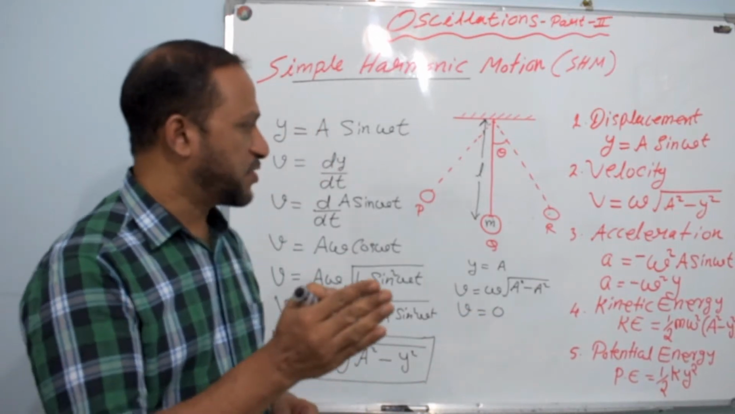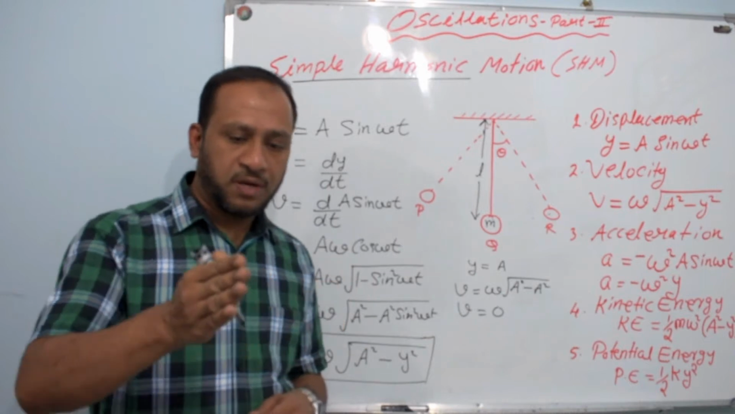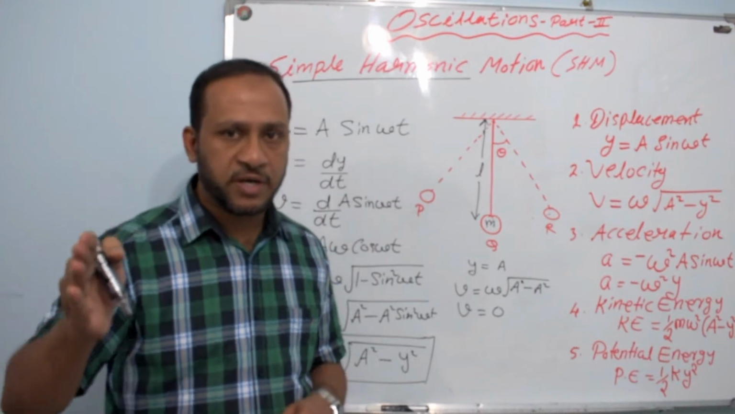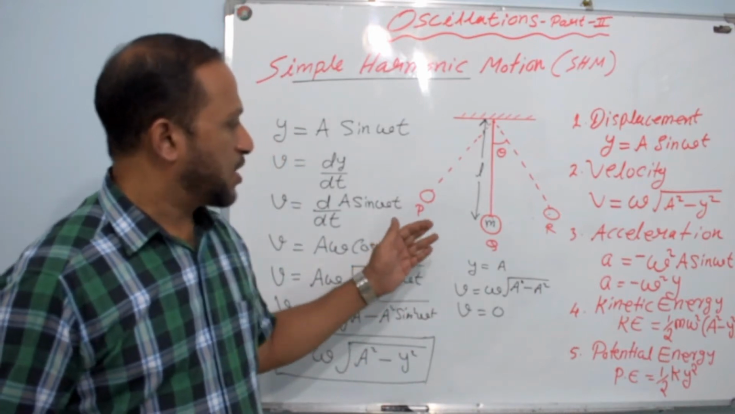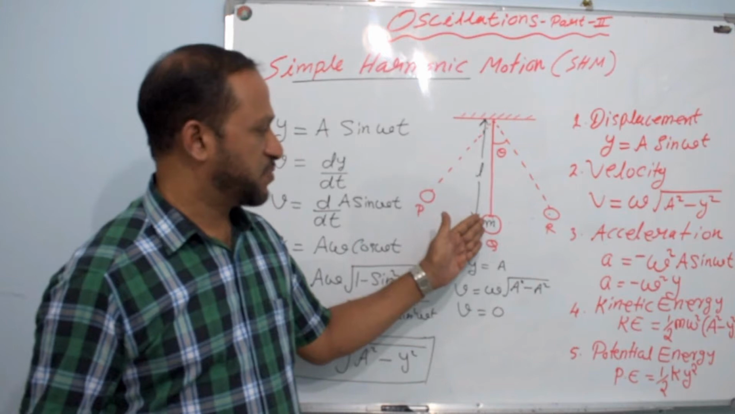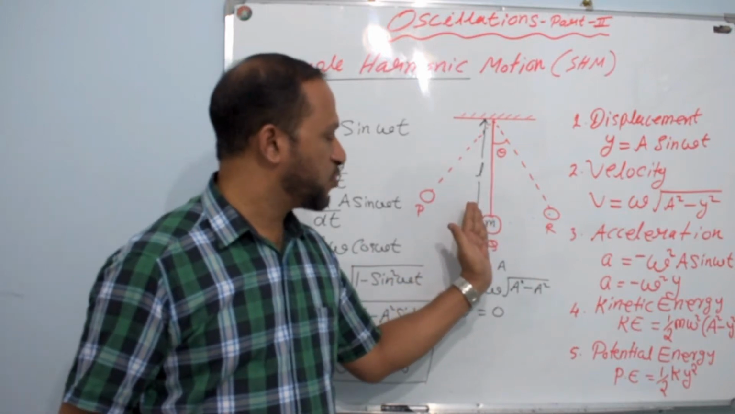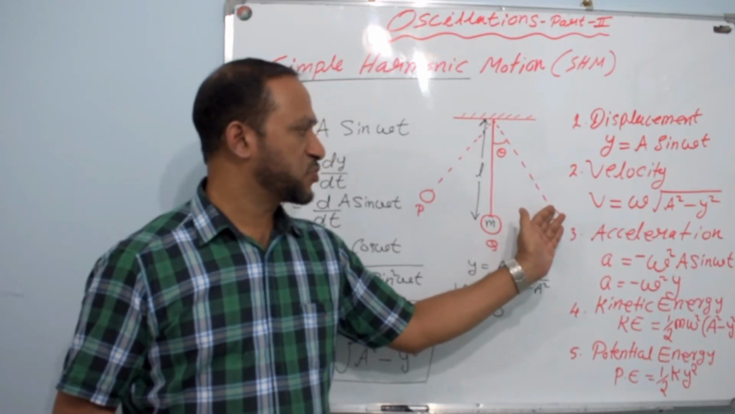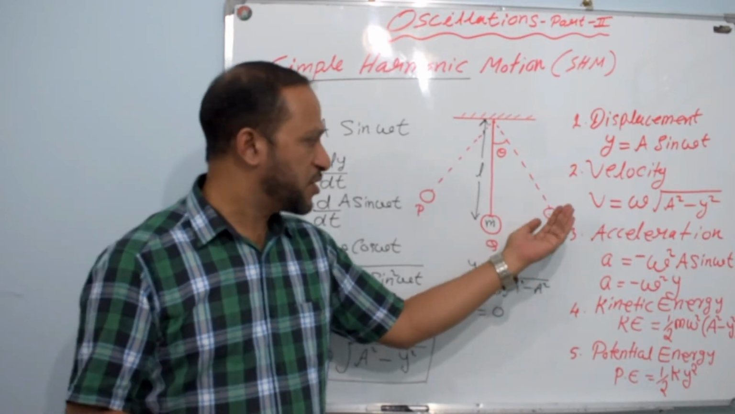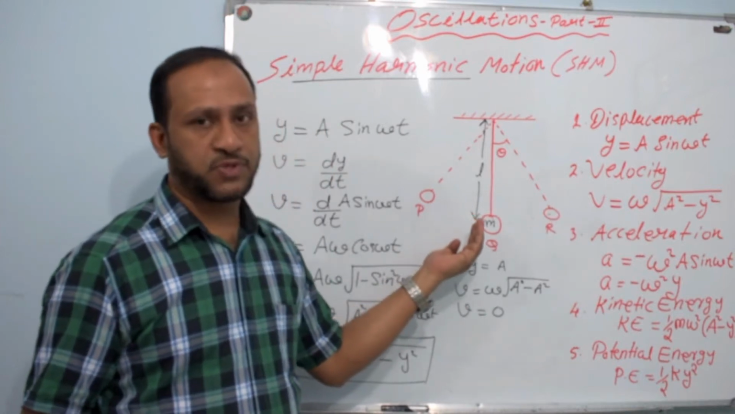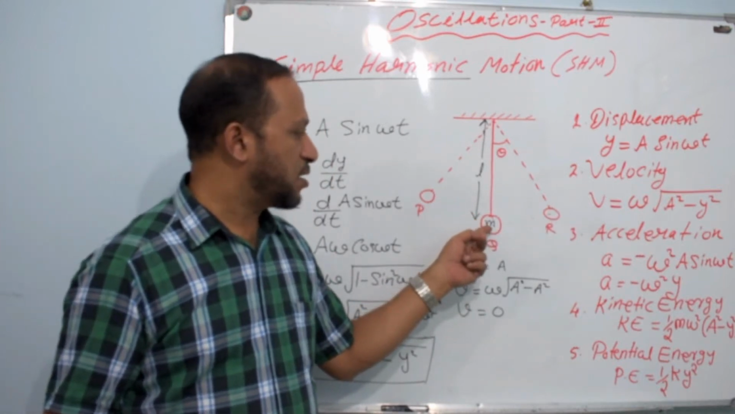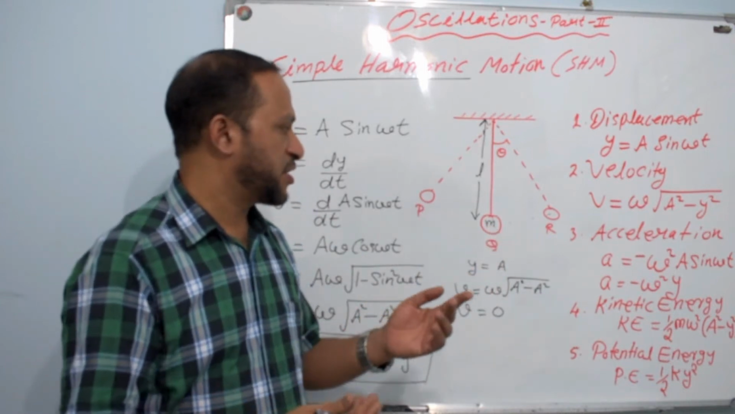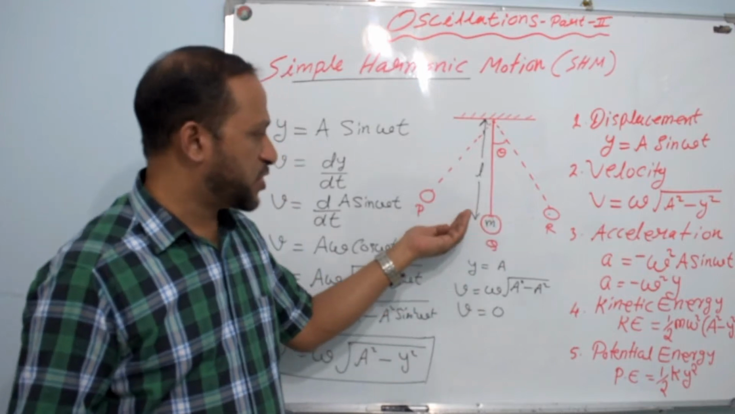It means at the extreme position, the velocity of the bob becomes 0, it will stop, again it will return back. So at the mean position, velocity is maximum. When it is moving towards the extreme position, the velocity keeps on decreasing. When it reaches the extreme position, it stops and again it returns back towards the mean position. And when it reaches the mean position, its kinetic energy becomes maximum, and because of that high kinetic energy, it will start moving in the opposite direction.